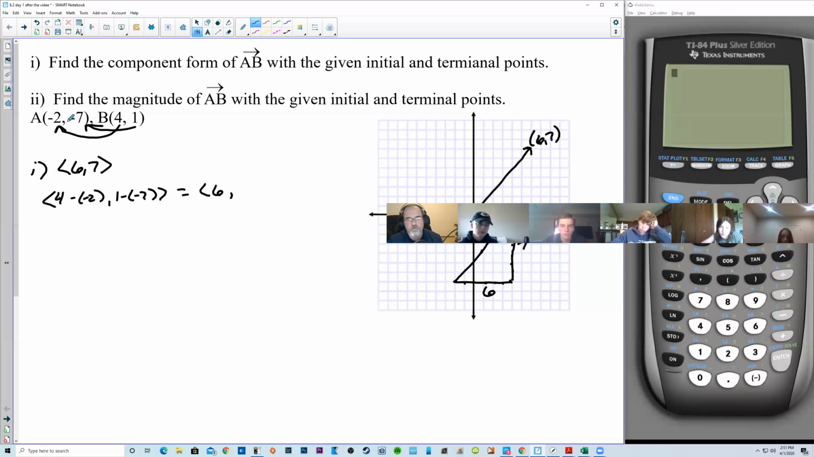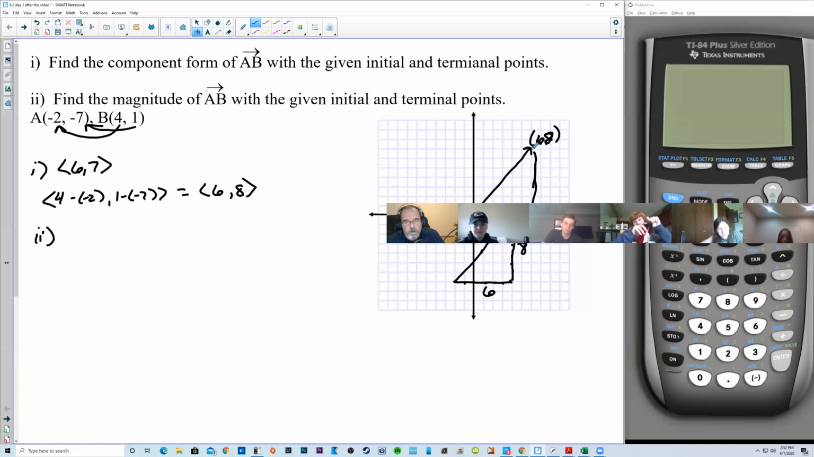1 minus negative... did I count wrong? 4, 1, 2, 3, 4, 1. What? Oh, 1, 2, 3, 4, 5, 6, 7. Yeah, I counted wrong. 8, not 7. So 6, 8 is the component form. So you subtract to find the component form, the x component and then the y component.